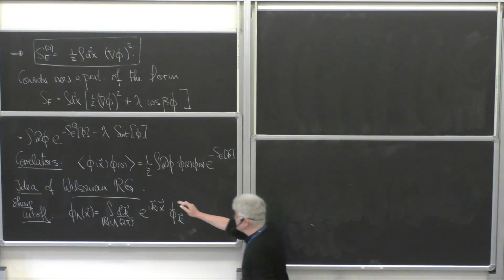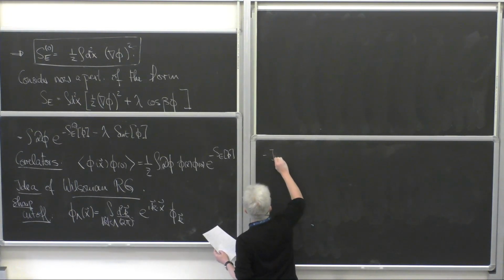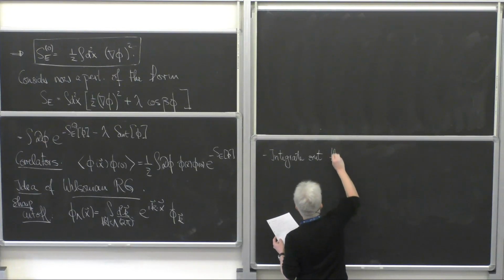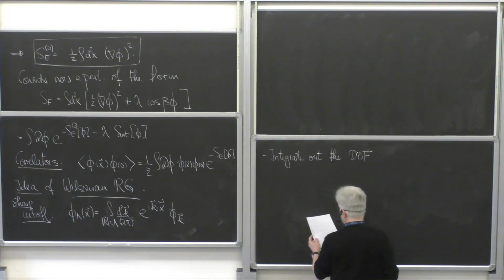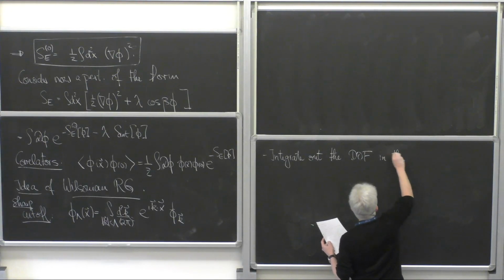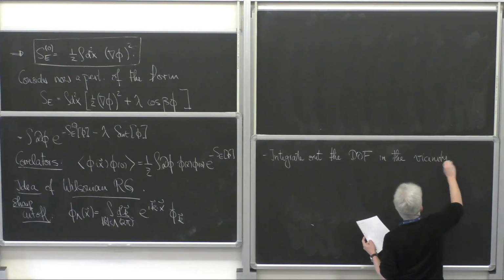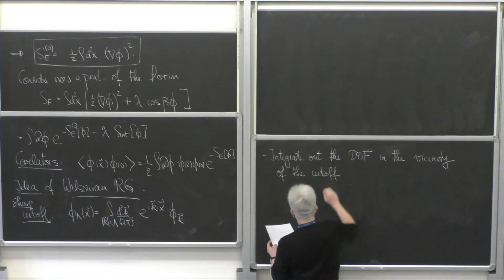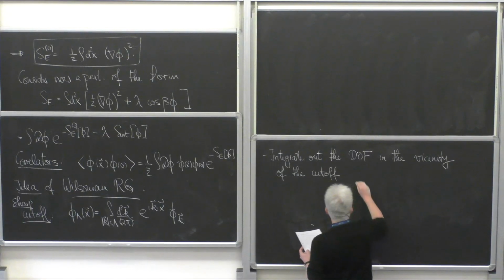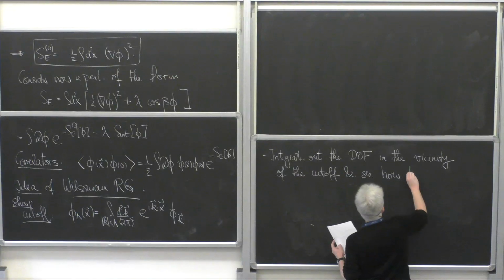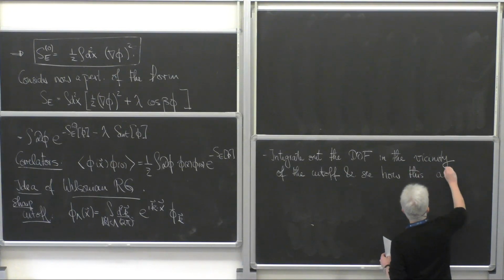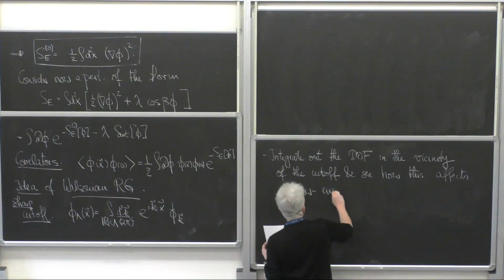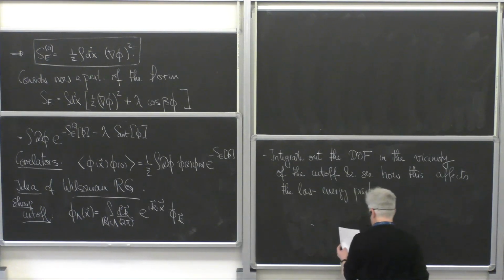Okay, now the idea of Wilsonian RG is to integrate out the degrees of freedom in the vicinity of the cutoff and see how this affects the low energy part of the theory.